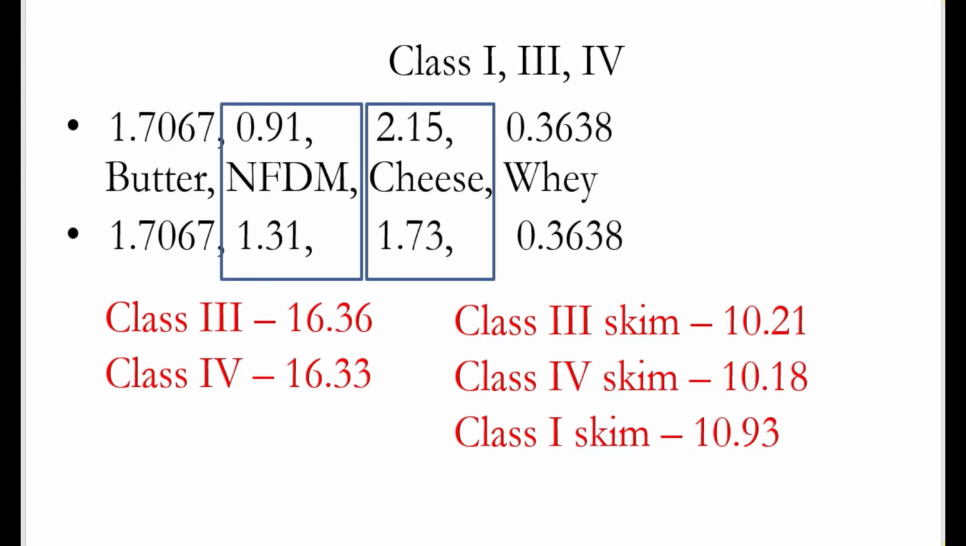So let's do a little simulation where we take the non-fat dry milk and raise it from the 91 cents to $1.31. That's about the only way you can get Class 4 to come up. And we took cheese from $2.15 down to $1.73. So that put my Class 3 at $16.36 and my Class 4 at $16.33. So very similar to each other. And that ended up with a Class 1 skim price of $10.93.